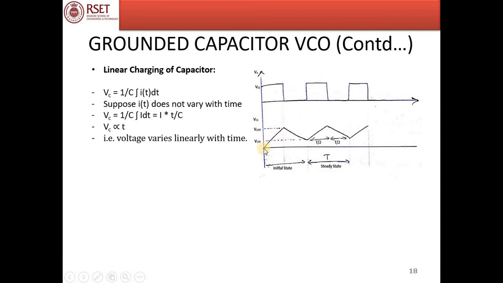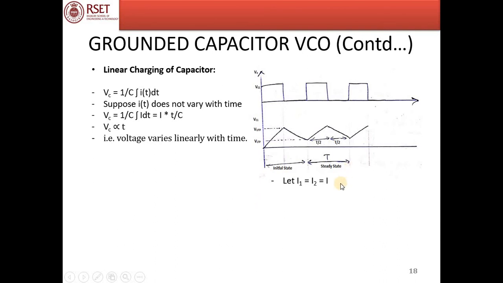So initially the capacitor starts charging from 0 and then it reaches VUTP. It starts discharging. When the capacitor discharges and reaches VLTP, what happens? The Schmitt trigger switches to high. See, at this point the Schmitt trigger switches to high. Again the capacitor starts charging. So now in this phase it starts charging from VLTP and not from 0. So this is the initial state. The capacitor starts charging from 0, and further the capacitor starts charging only from VLTP to VUTP. That is the steady state.